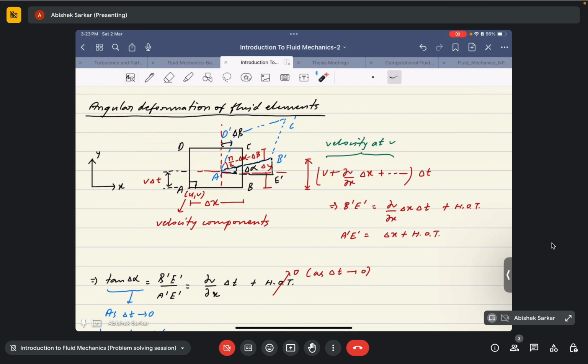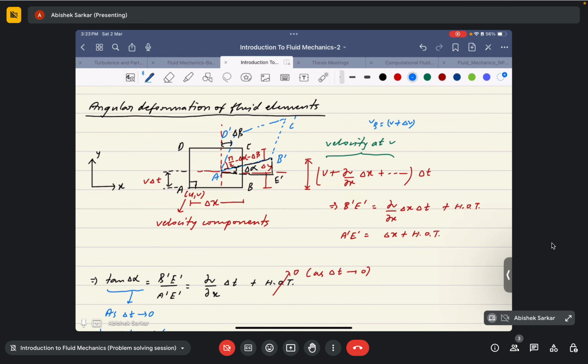Okay, now we are again interested to know how the point B has shifted in the course of time delta t. Then if the velocity at point A is given by u, v, then the velocity at point B would be u plus delta u and v plus delta v. Okay, say it is v plus delta v. Then v at B is v plus delta v.